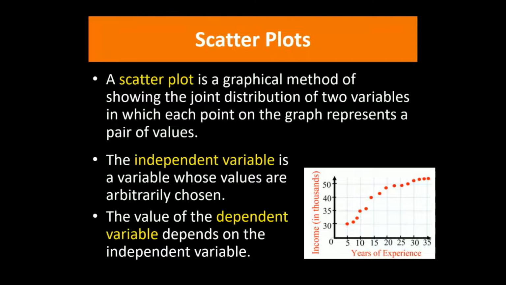So if we take a look at that little graph in the bottom corner there, across the horizontal axis, we have years of experience. And across the vertical axis, we have income in thousands of dollars. At least I'm assuming it's in dollars. It could be in pounds or, I don't know, yen or something like that, but it's probably in dollars since the rest of the thing's in English.